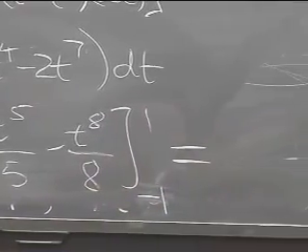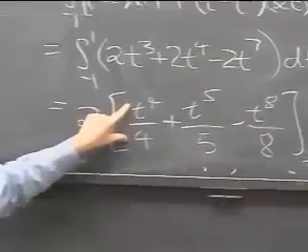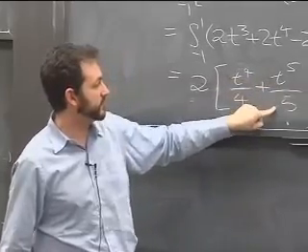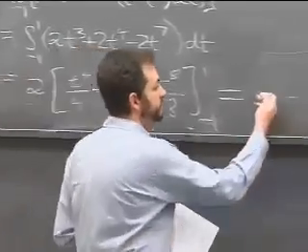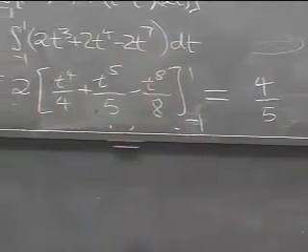And actually, because this is even, the 1 and the minus 1 will cancel out. You get a quarter minus a quarter. The same with this, and you'll actually just get the t to the 5th part. So if you work this out, it turns out to be 4/5. And that's the value over there.